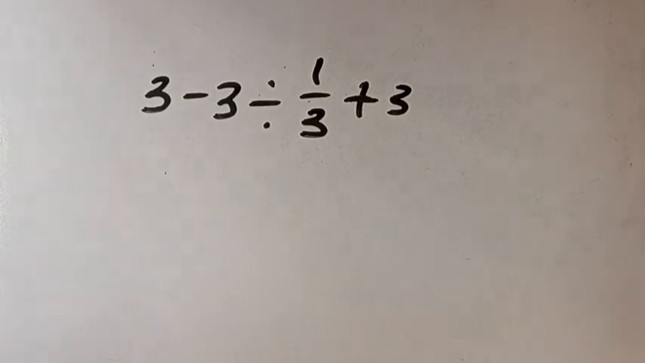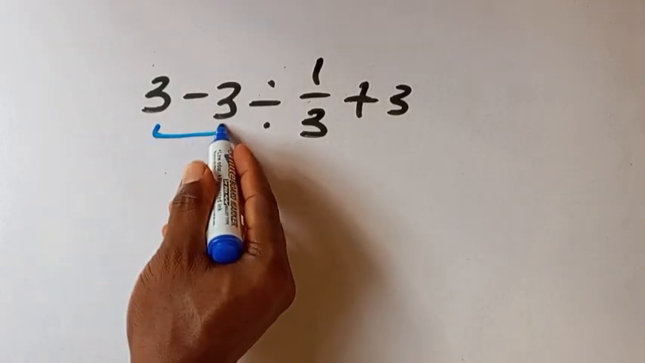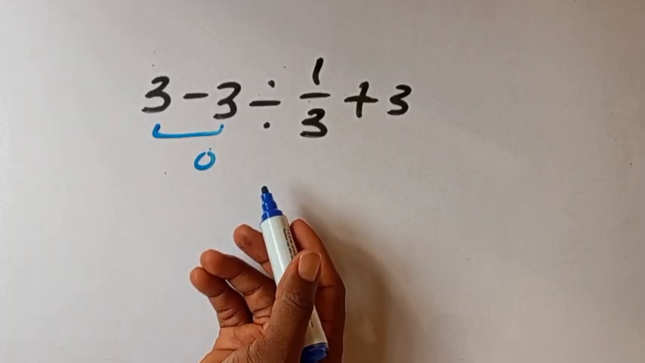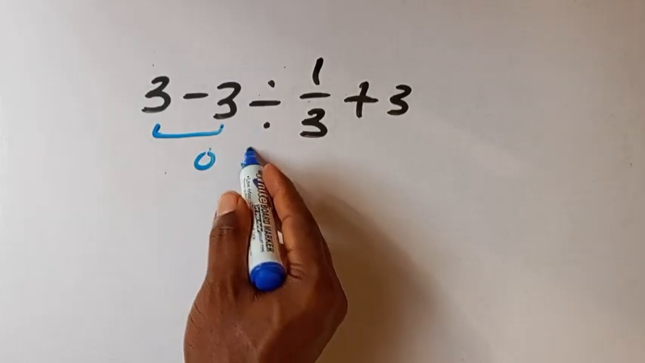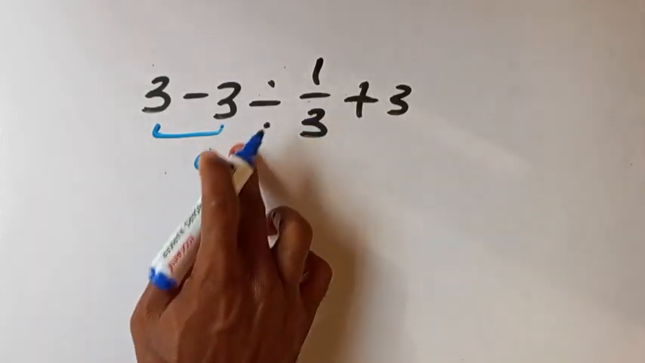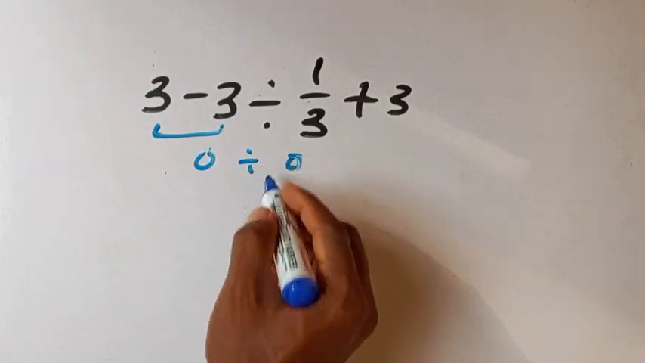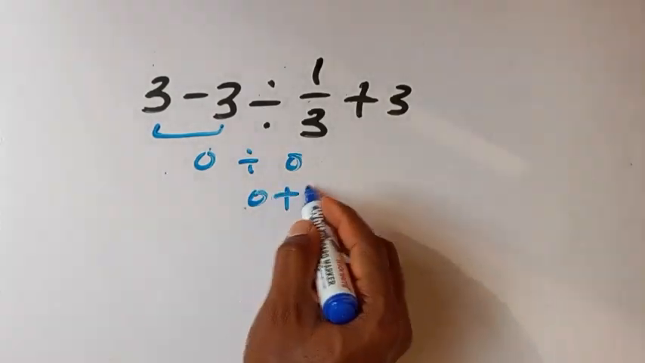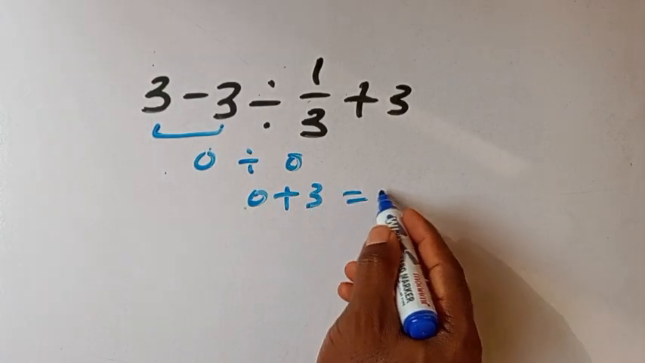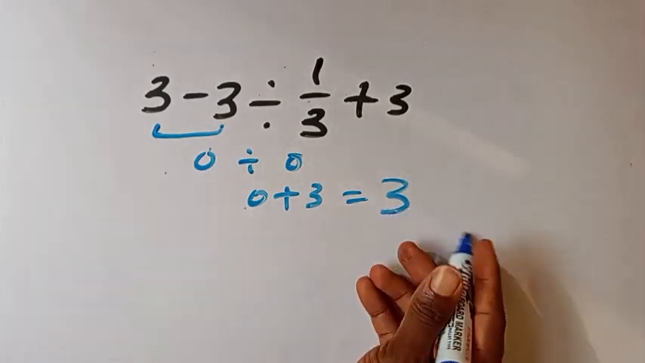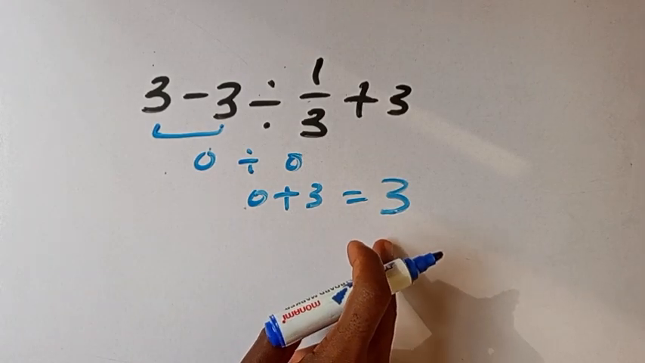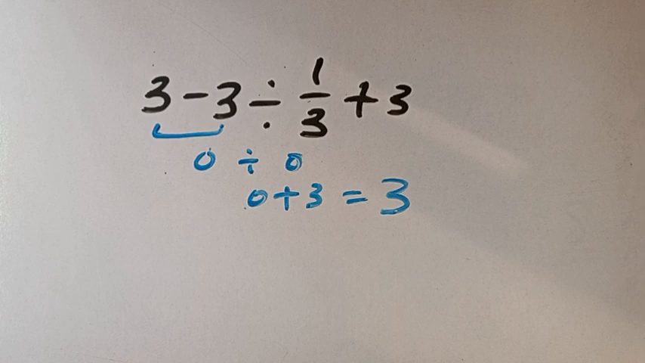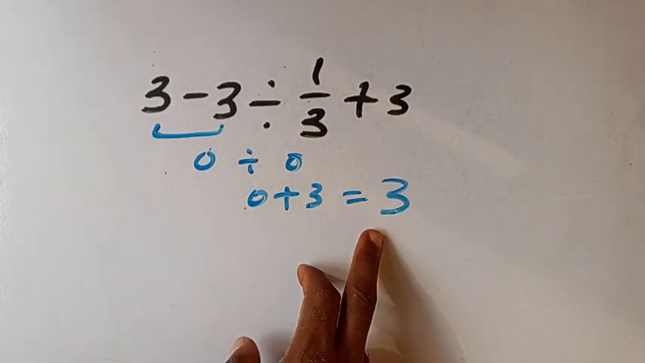A lot of people will do something like this. 3 minus 3 will give us 0, right? 0 divided by this 1 over 3 is 0. Here is still 0. The 0 plus 3 will give us 3. A lot of people will tell you that this answer is 3. But this answer is actually not 3, right? Some persons will tell you the answer is 9 or 6. But that is not the correct answer.